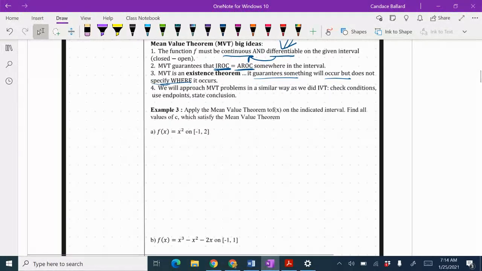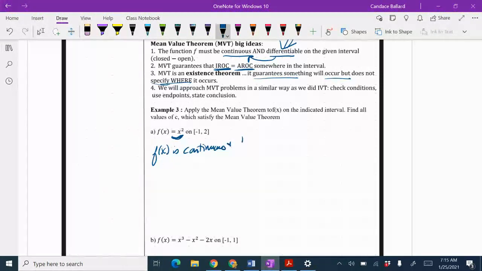So the first thing we want to do is apply the mean value theorem, find all the values of c which satisfy the mean value theorem. First thing you have to notice is, is your function continuous and differentiable? It's a good old polynomial, so it is. But you need to make that statement. f of x is continuous and differentiable. Therefore, MVT applies. MVT is one of the few abbreviations you are allowed to use on the exam.